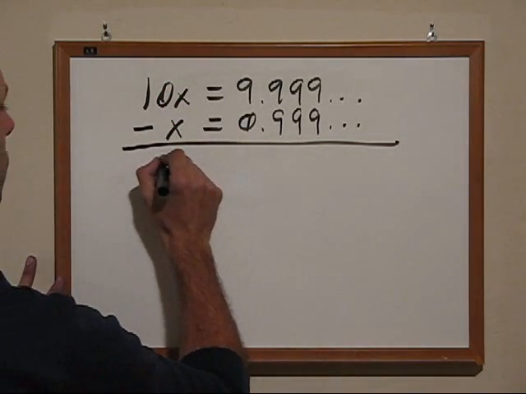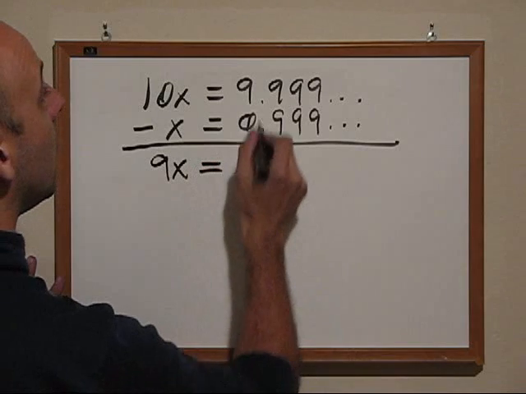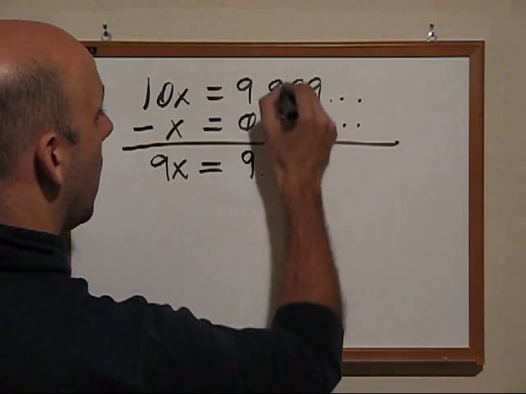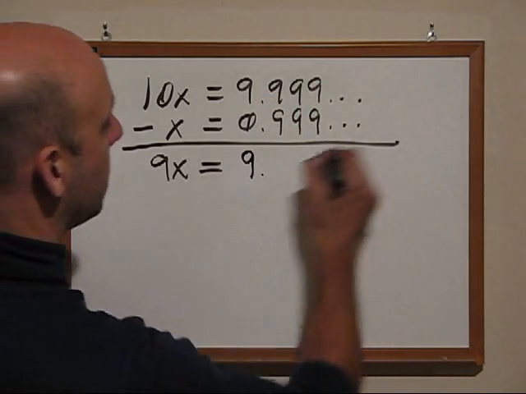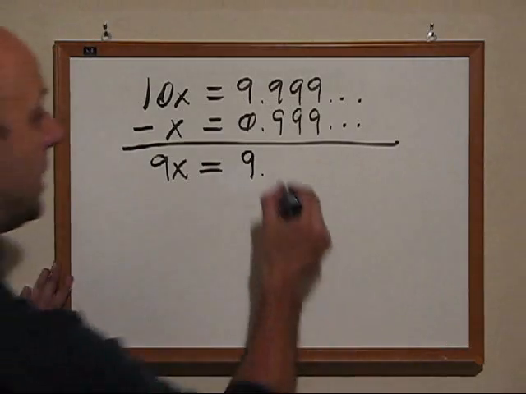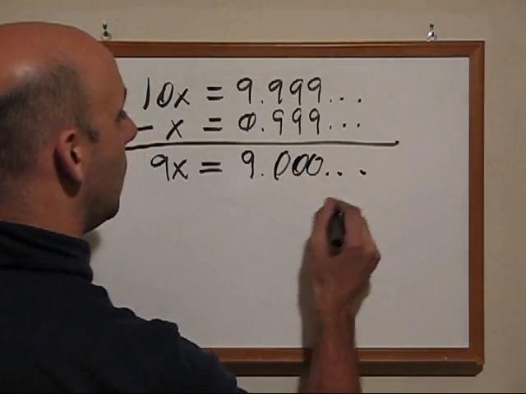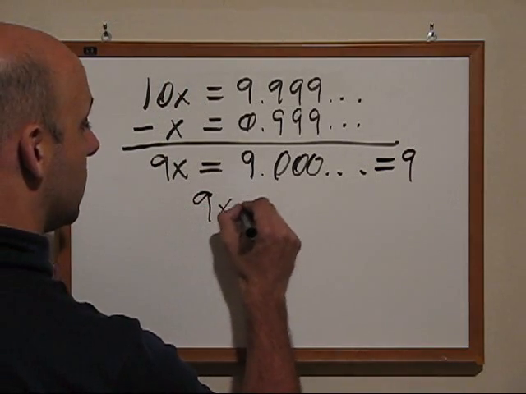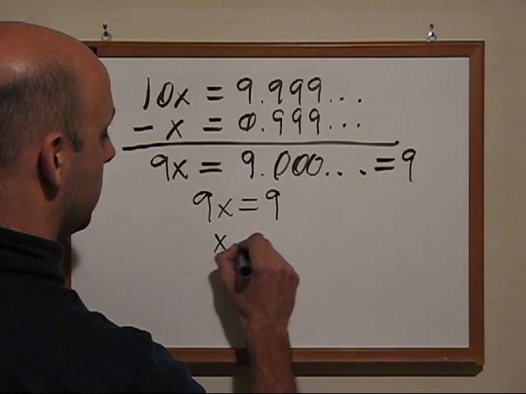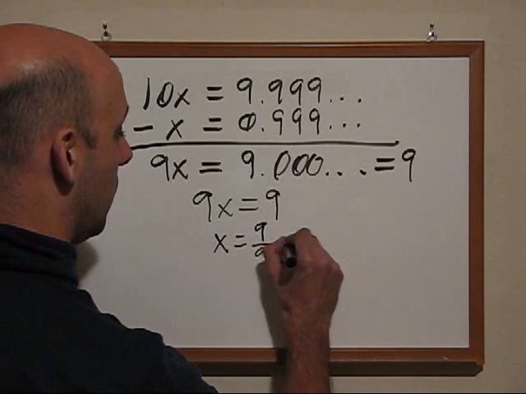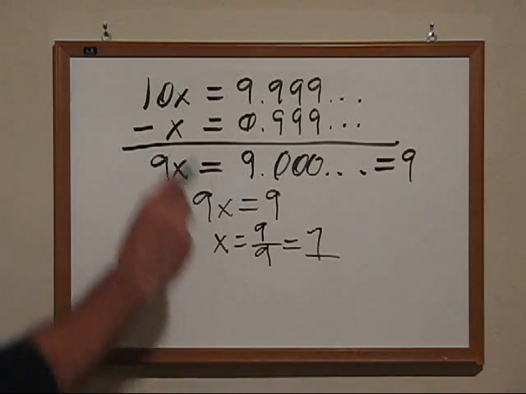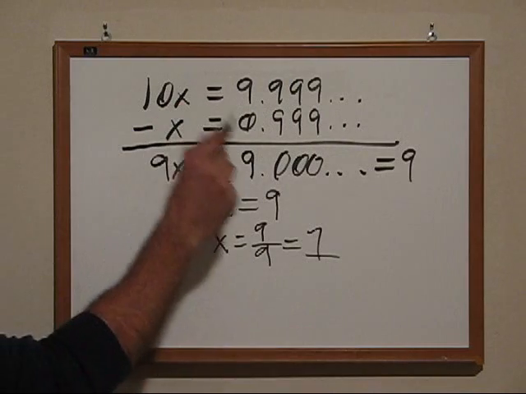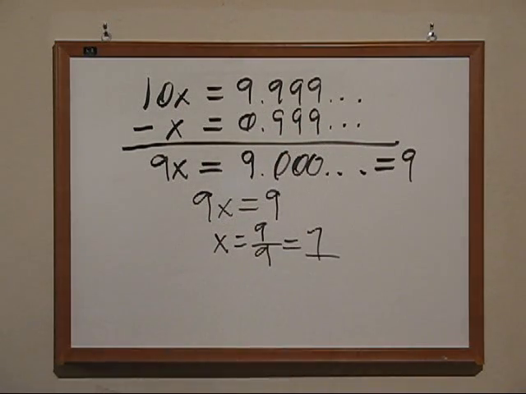Now, let's subtract them. 10x minus x equals 9x. And 9 minus 0 equals 9. 9 minus 9, 9 minus 9, 9 minus 9, 9 minus 9. So this is 0 all the way down. So just 0, 0, 0, which of course equals 9. So what we get is 9x equals 9, or x equals 9 divided by 9, which equals 1. But if we recall from here, x equals 0.99999 repeating, therefore 0.999 repeating is equal to 1.